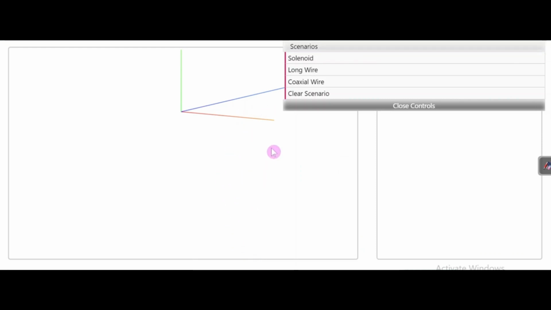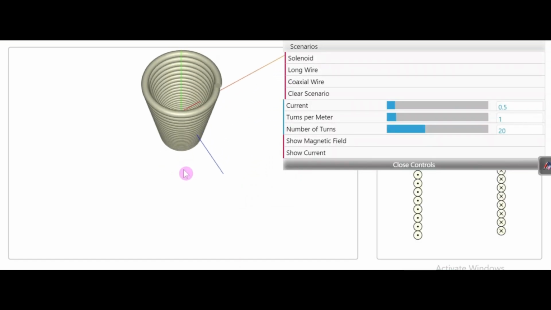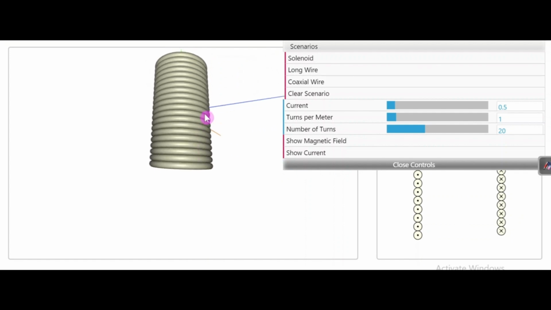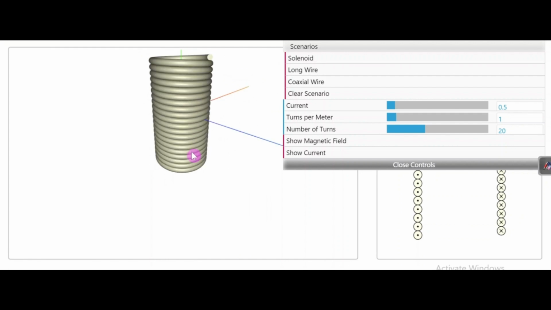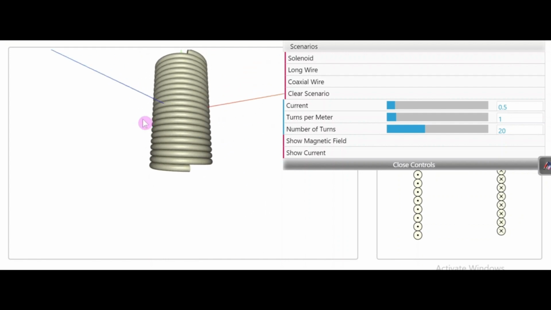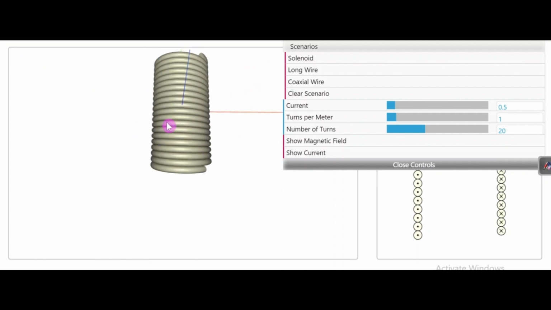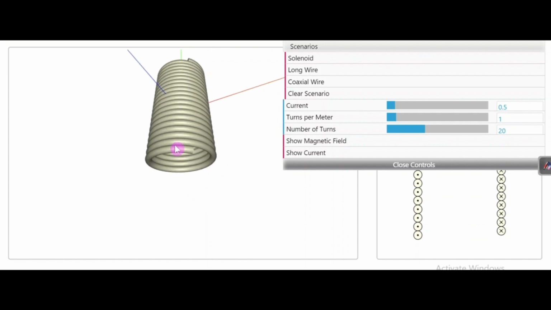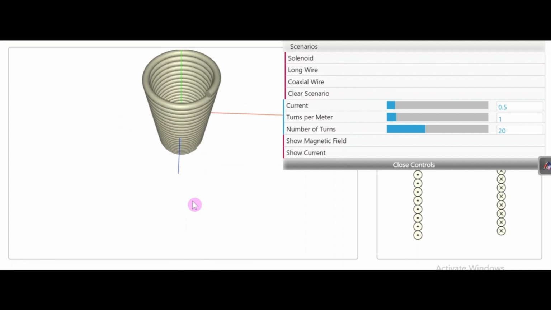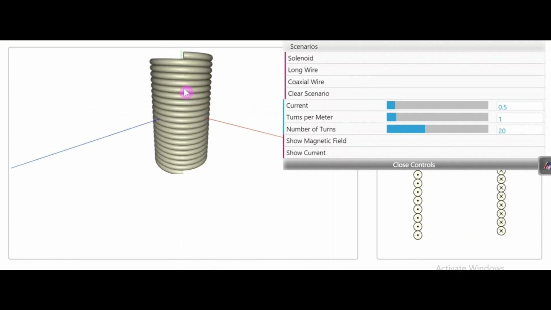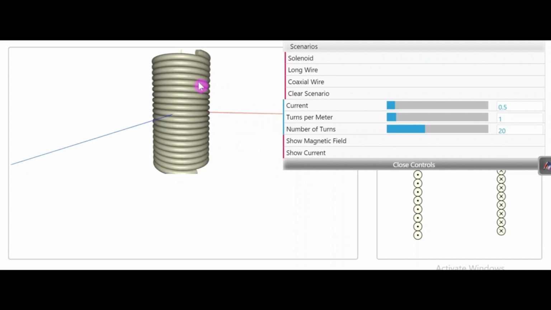Today in this lecture, we will discuss the solenoid. A solenoid has such a shape. When we arrange the conductor in this shape, it will form the solenoid. And if we attach this side of the conductor to the positive terminal of the battery and this side of the conductor to the negative terminal of the battery, then the current will start flowing in this conductor.